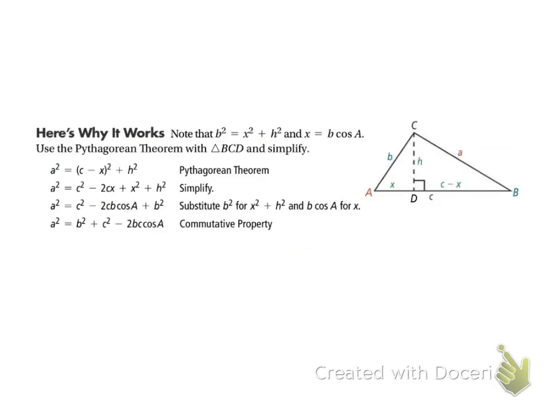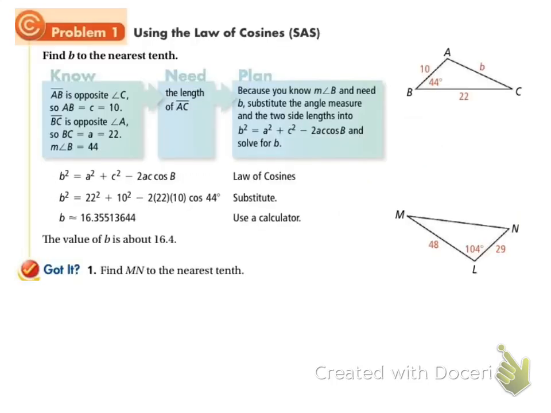So let's try using that. Your book explains why it works. If you want to see it, it's rather complicated. We're not going to get into that. So we're going to look at this triangle over here, and we want to find MN. So I'm going to stick an X here. The first thing I would do is find your pair. So this angle goes with this side. So there's our pair. So I'm going to write our equation. C squared is equal to A squared plus B squared minus 2AB cosine of C.